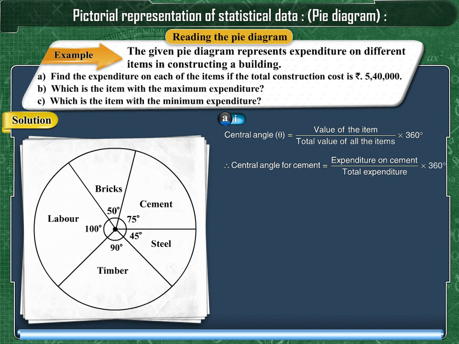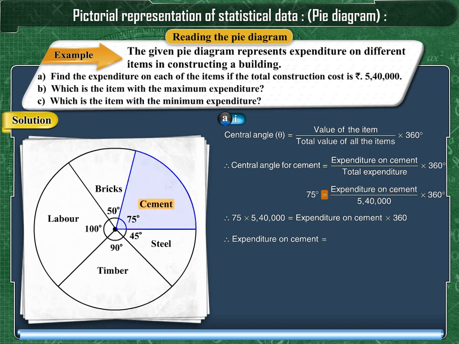The next question is to find the item with the maximum expenditure. From the expenditure on each item, that is cement, bricks, labor, timber and steel, it is clear that the expenditure on labor is the maximum and it is ₹1,50,000. The next question is to find the item with the minimum expenditure. The expenditure on steel is ₹67,500 and this amount is the least among all the other expenditures. Hence, steel is the item with the minimum expenditure.